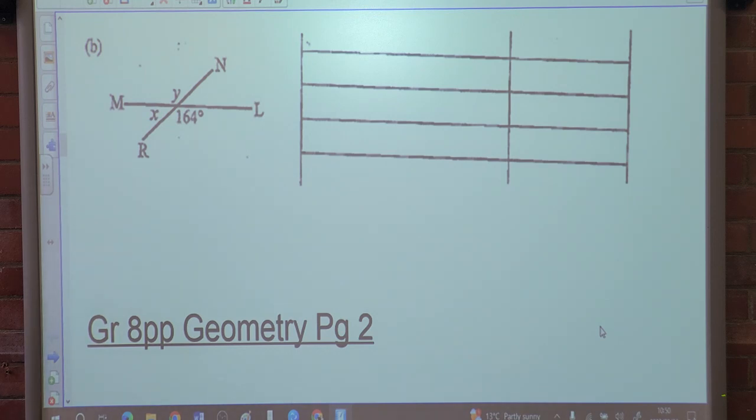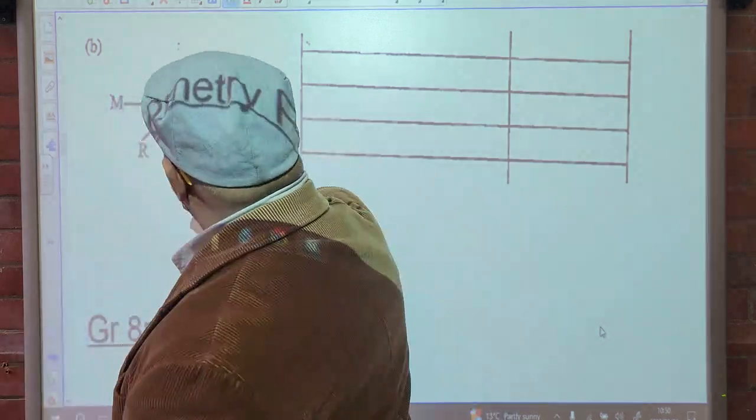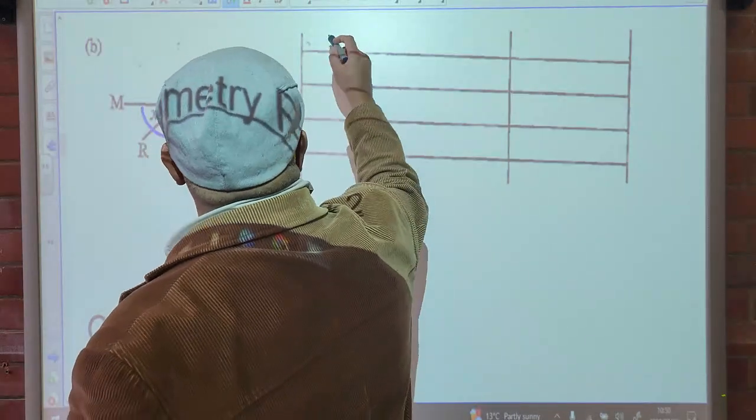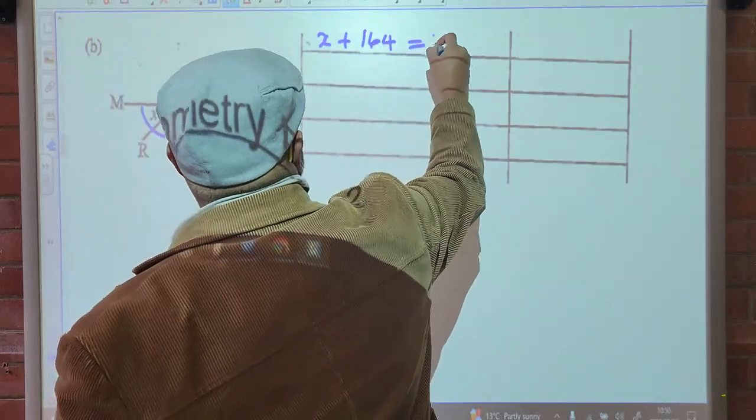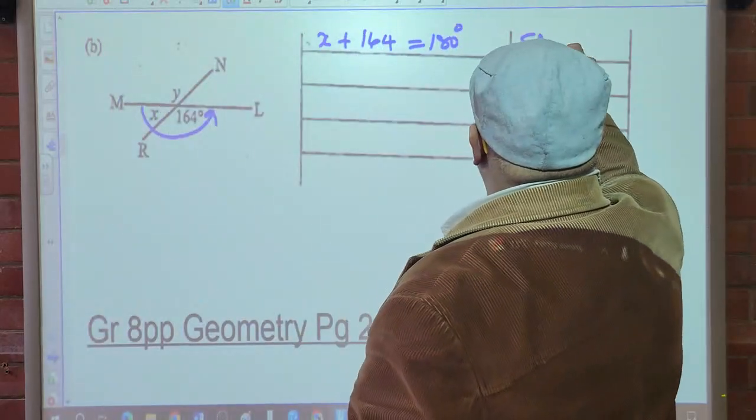Right, let's look at the next one, B. What can be calculated first? X, angles on a straight line. So x plus 164 is equal to 180. Why? Straight line.